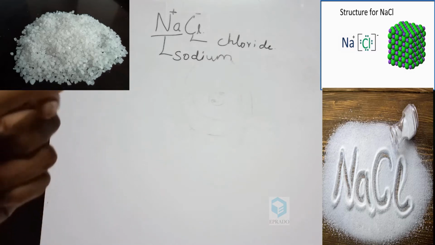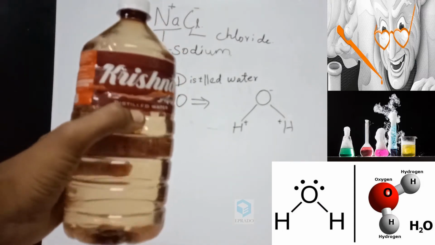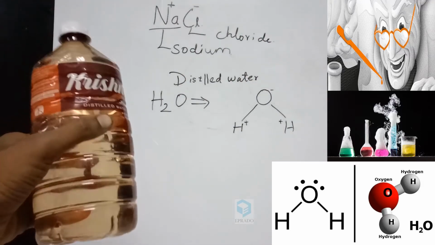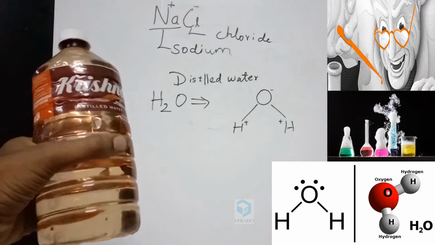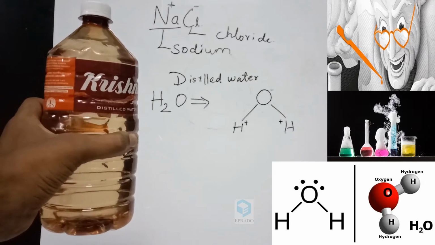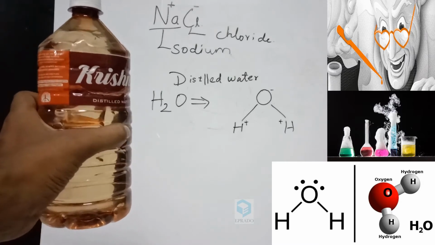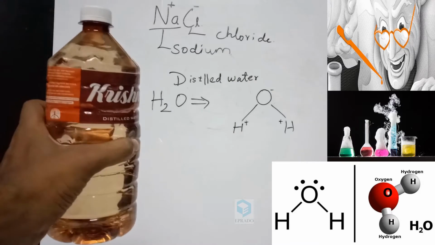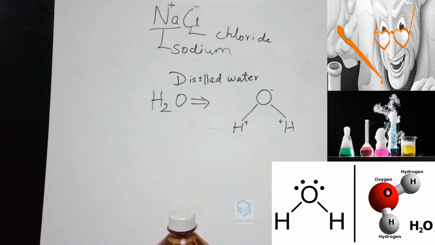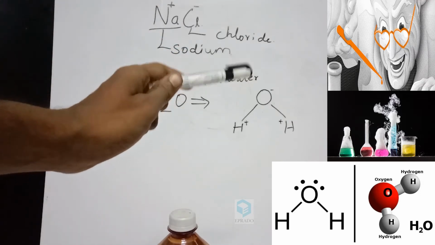to form rock salt. For this experiment, I have taken distilled water. So what is distilled water? Distilled water means a pure form of water that contains only hydrogen and oxygen. No other extra elements are mixed. So it contains two parts of hydrogen and one oxygen atom.